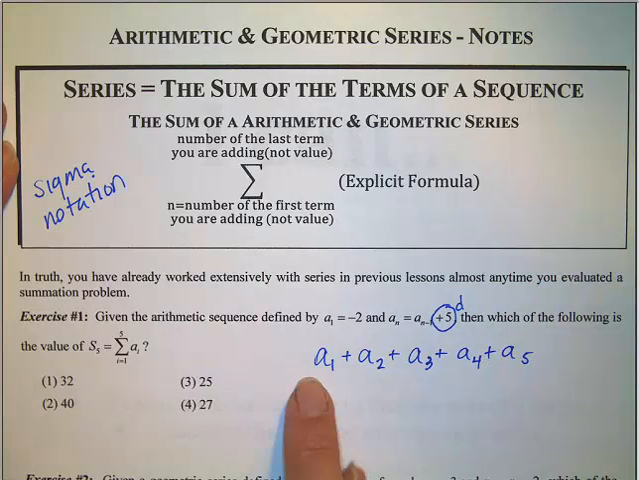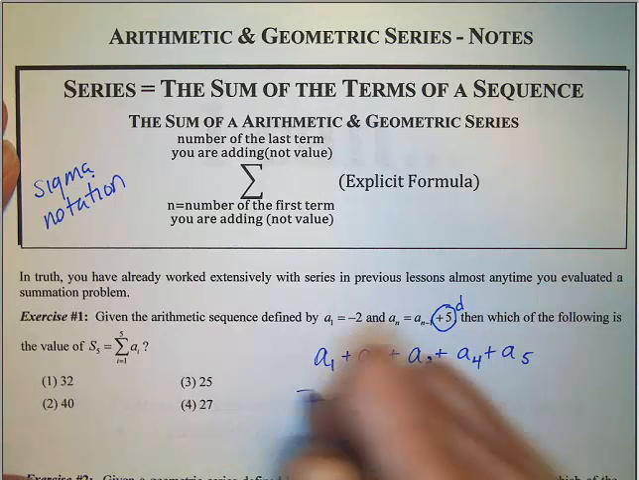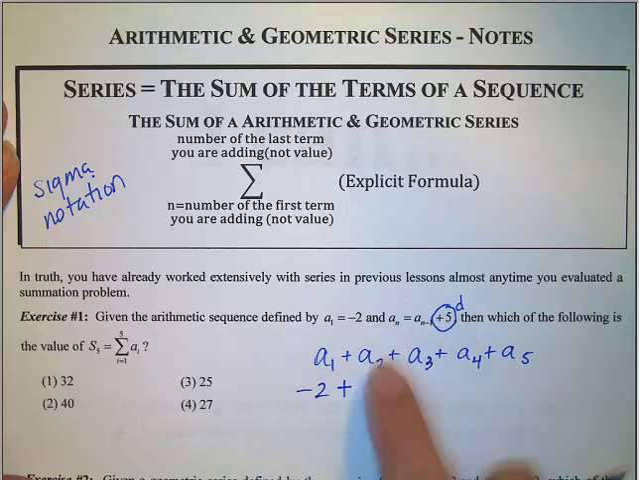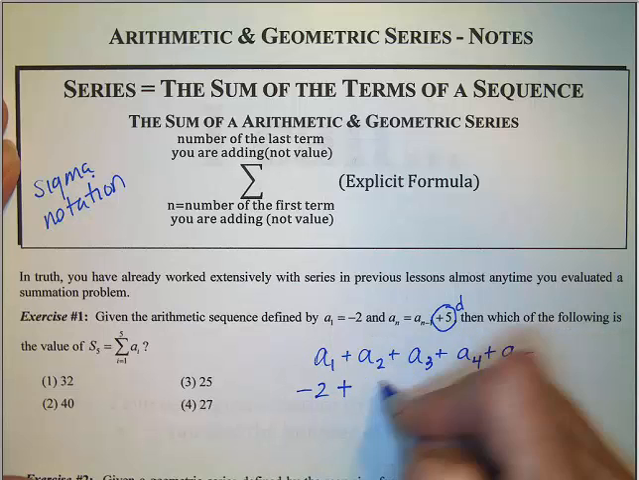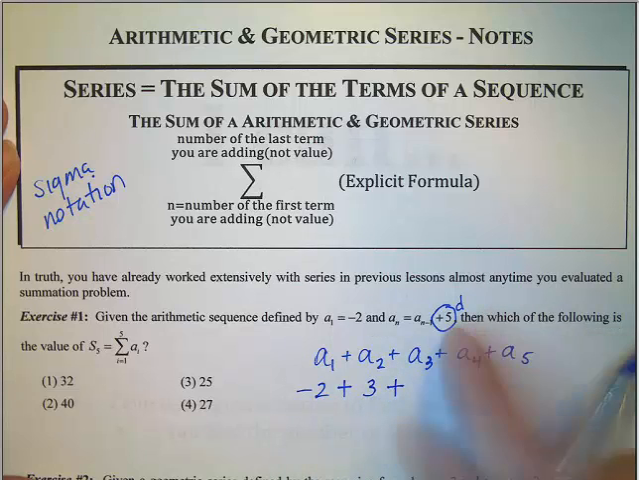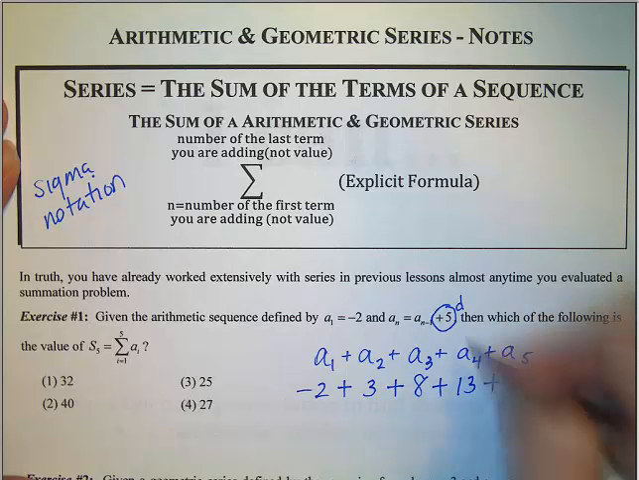So what is the first term? Negative 2. Plus, what is the second term? Well, the second term I have to add 5. So negative 2 plus 5 is 3. Then I have to add 5. 8. Then I have to add 5. And then I have to add 5.